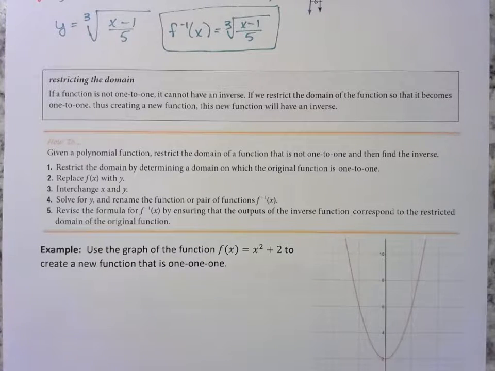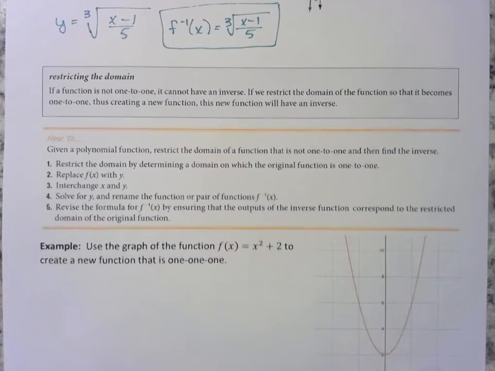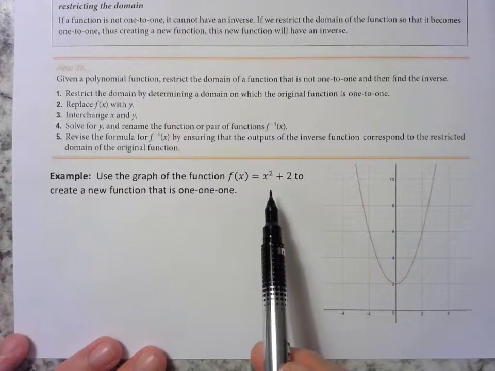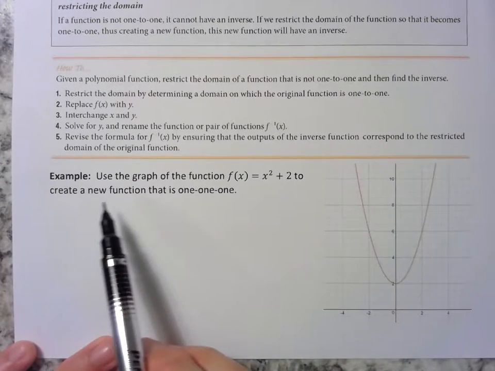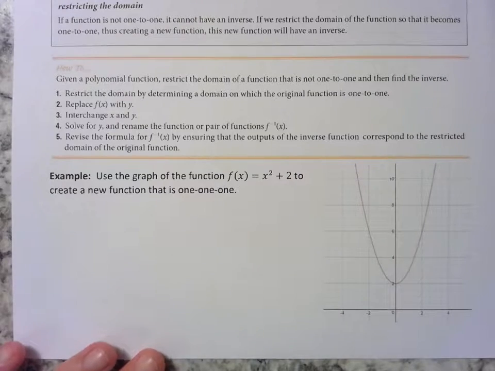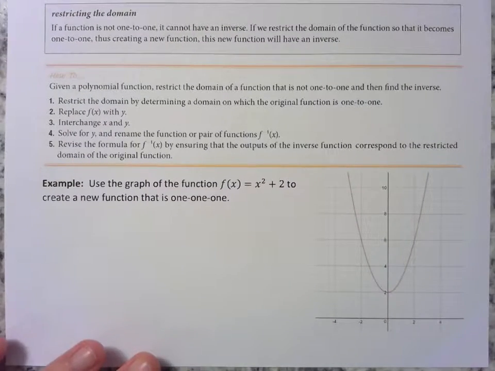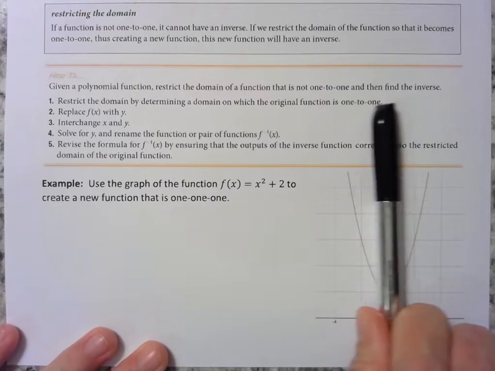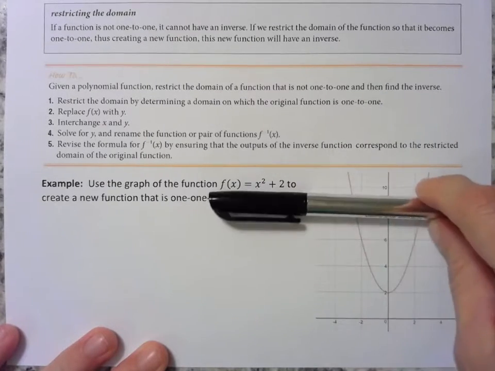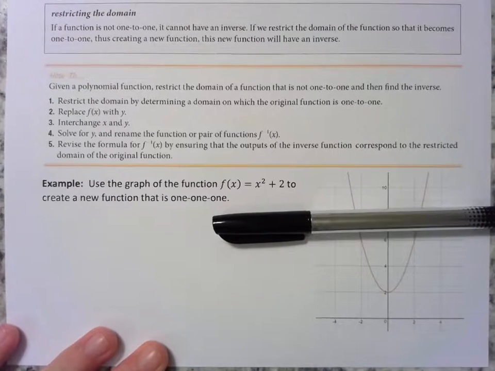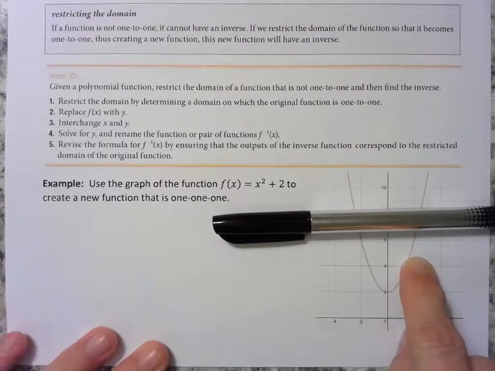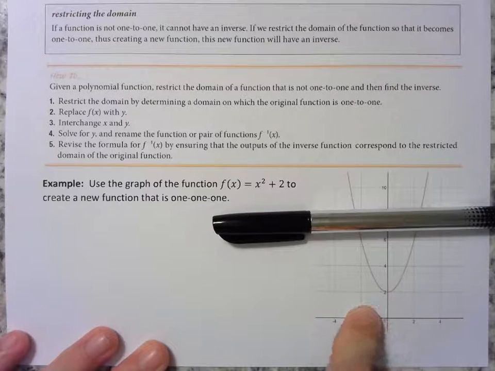Okay, so look at this first example. Use the graph of the function f of x equals x squared plus 2 to create a new function that is 1 to 1. Well, what's wrong with this one? It's a function. We know that already because it's a quadratic function. But if you look at the horizontal line test, it fails because it touches the graph in more than one place. That means this particular function doesn't have an inverse.